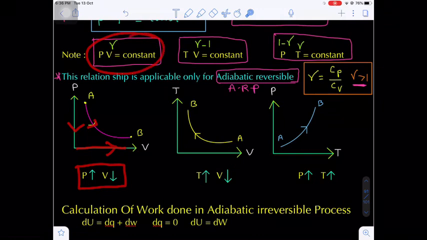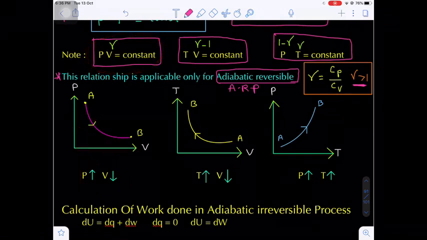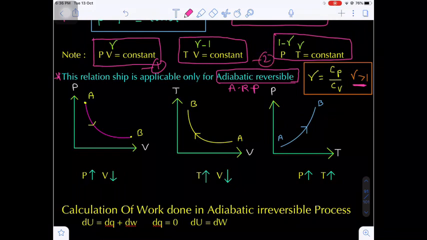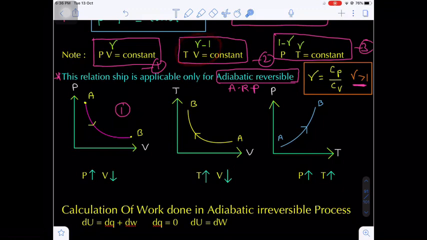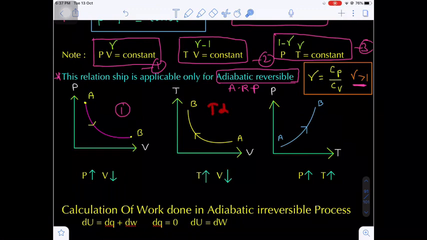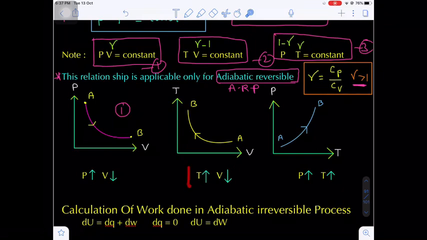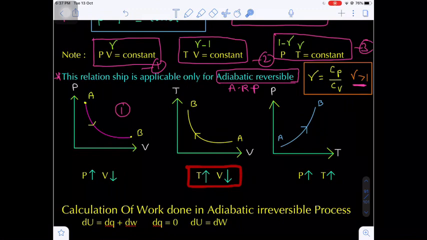Pressure and volume, how are they related to each other? From this equation number 1, let's suppose this will be equation number 1, this will be equation number 2, and this will be equation number 3. Equation number 1 corresponds to graph 1. What is the relation between pressure and volume? Inversely proportional. Next, from equation 2, what is the relation here? T V to the power gamma minus 1. Do you know gamma is greater than 1? That means gamma minus 1 will be positive. Again, temperature and volume are inversely proportional. If the temperature increases, volume decreases. Otherwise, if the temperature decreases, volume increases, vice versa.